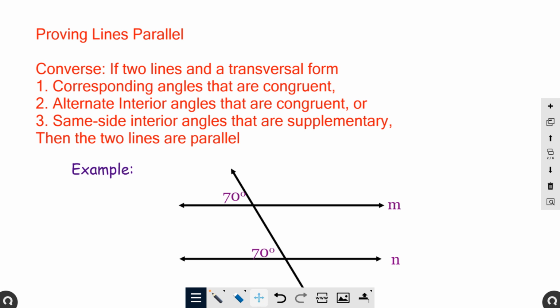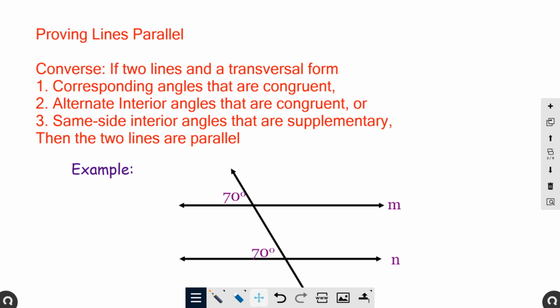Now notice at the front of this, it talks about the converse, right? What does the converse do? We just talked about those statements in the last unit. The converse switches the hypothesis and the conclusion. Those switch.